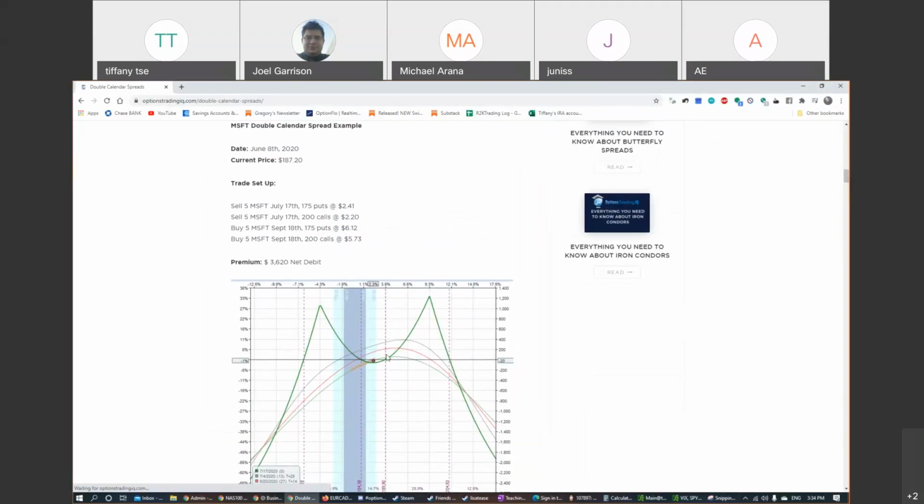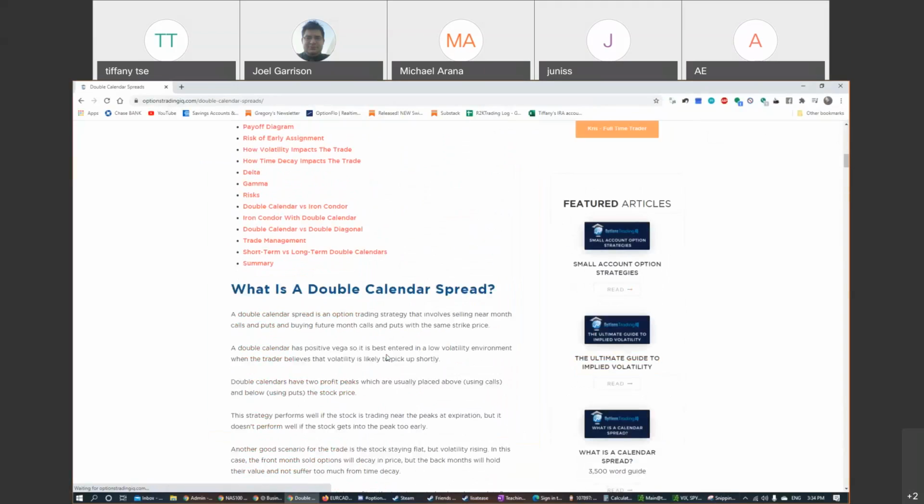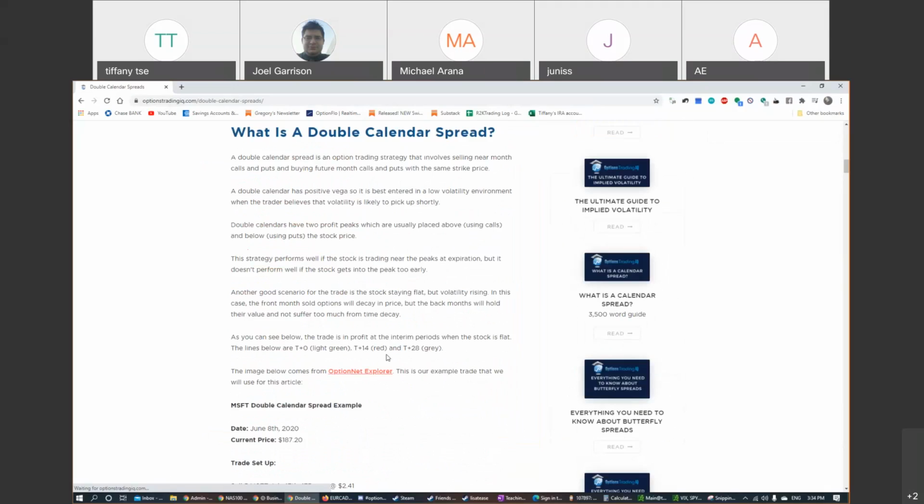So just remember that a double calendar is a cat ear kind of strategy where you just manage the short strikes. It's the same thing as when you have one single calendar. We only have one peak, but now we have two peaks that you have to manage.